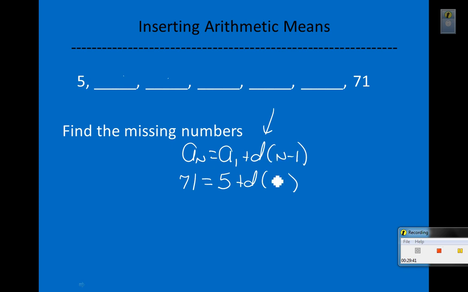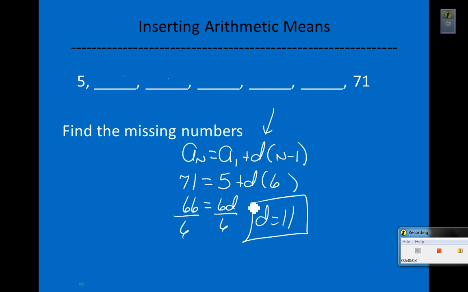7 minus 1 is 6. To solve this, minus 5 and get 66 equals d times 6, which is 6d. I just rewrote that so it looks better for you. Divide both sides by 6, so d is going to be 11. So we're going to add 11 every time.